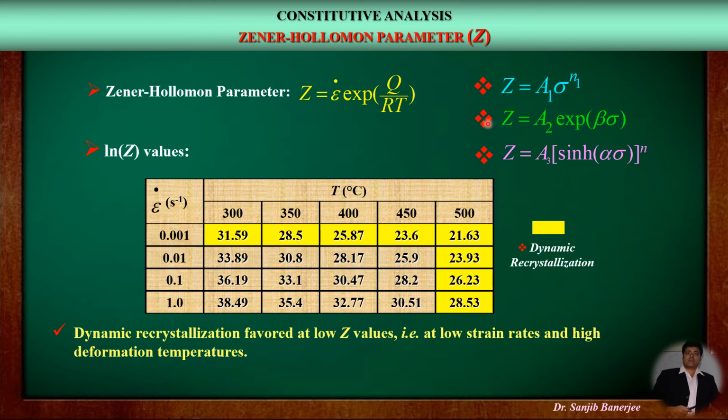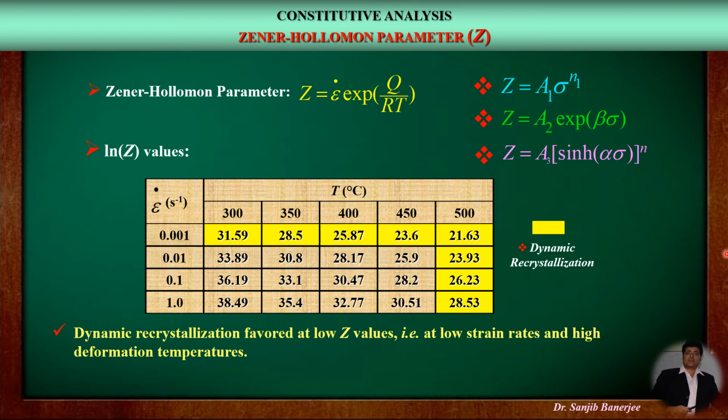In the second case, for the exponential equation, when we substitute the strain rate, we get Z is equal to A2 into exponential of beta into sigma. And in the third case, that is for the sine hyperbolic law, when we substitute the value of strain rate, we get Z is equal to A3 into sine hyperbolic alpha sigma to the power of n.